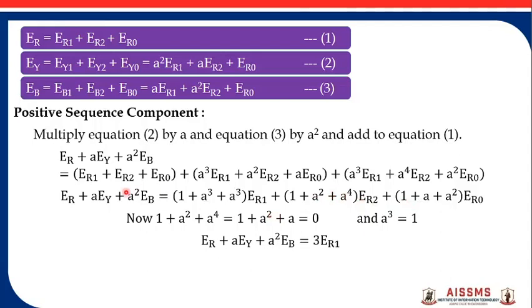So you will get the equation E_R plus a into E_Y plus a square into E_B will be equal to 3 E_R1, because this 1 plus 1 plus 1 will become 3, so 3 into E_R1. So for E_R1 we will get 1 by 3 into E_R plus a into E_Y plus a square E_B. That is, here we found out the positive sequence component in terms of phase voltages. E_R, E_Y, E_B, these are the phase voltages.